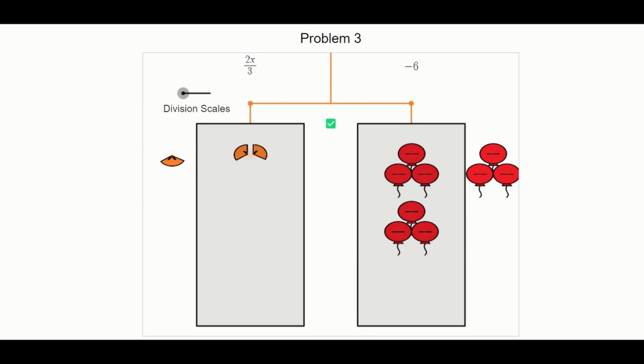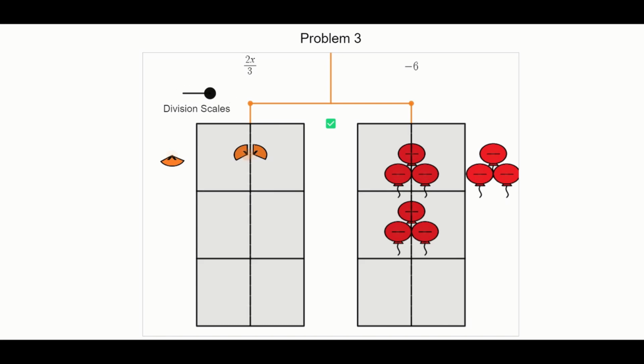Problem 3. Notice that we don't have a complete x here. We have a third of an x, and we have negative 6 on the other side. Our first step in solving this problem is to figure out what each of these pieces represent. What's 1/3 of an x going to be? So let's go ahead and start off by sorting these into sections.